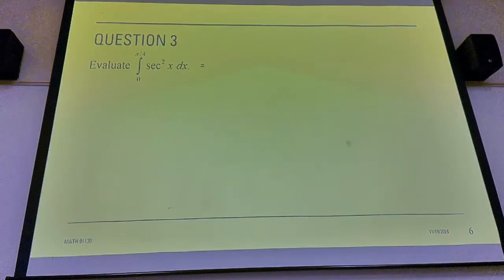Antiderivative of secant squared x, tangent x. We evaluate that from 0 to pi over 4. What is it? Yeah, that's just 1.